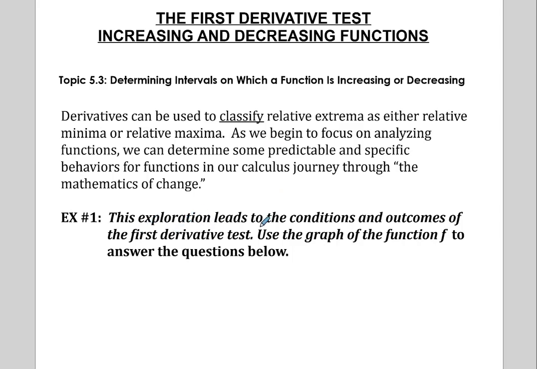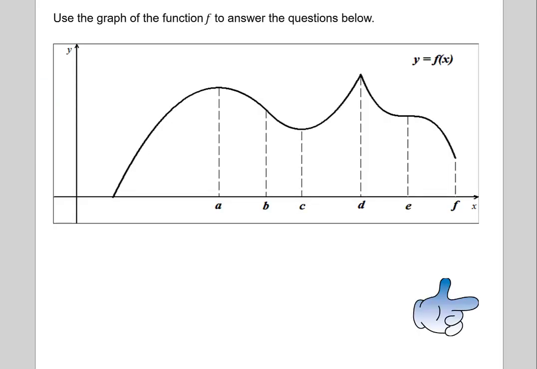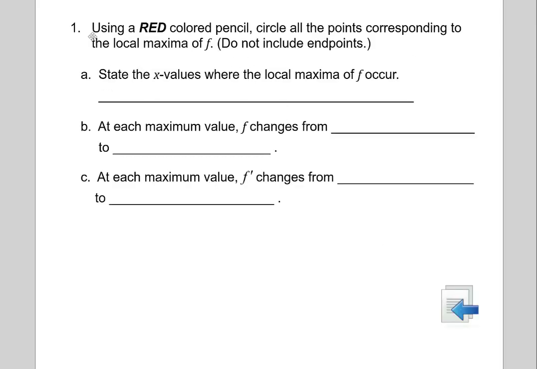We've got an exploration here that leads to the conditions and outcomes of the first derivative test. So we want to use the graph of the function f to answer the questions below. They're telling us to use a red pencil and circle all the points corresponding to the local maxima of the function, and I'm getting that information off of here. So we use a red pencil to circle all the corresponding parts.